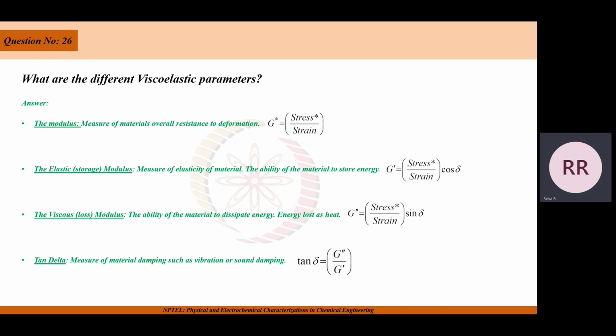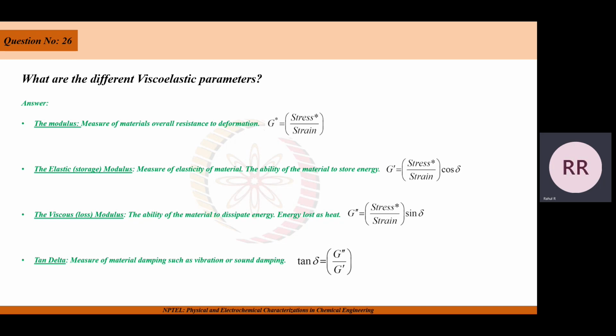The different kinds of viscoelastic parameters are, first, the modulus, which measures the material's overall resistance to deformation, given by stress by strain. The next one is the elastic modulus, also called the storage modulus. It measures the elasticity of the material, that is, the ability of the material to store energy. It is nothing but stress by strain multiplied by cos delta.